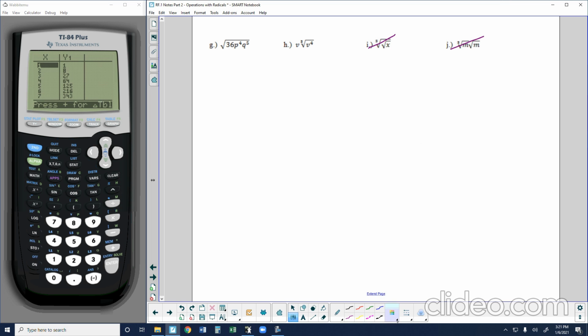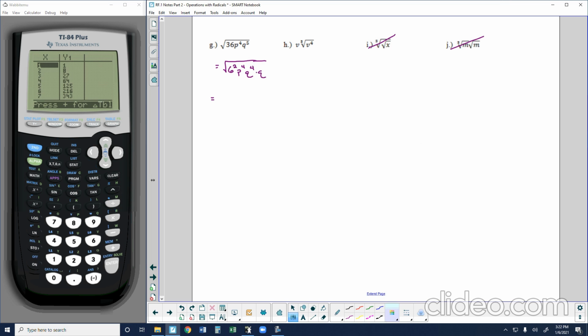Hopefully you guys got a chance to do both of those. In G, we may notice that we're looking for square roots here. So if I wanted to rewrite as factors here, I might rewrite this as 6 squared. I'll leave p to the 4th because that is a multiple of 2, and rewrite q to the 5th as q to the 4th times q.